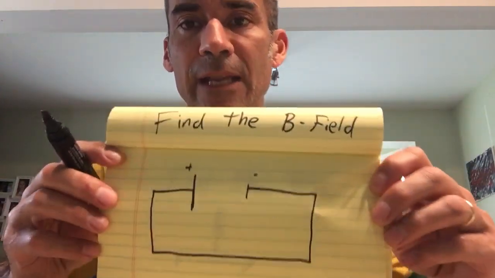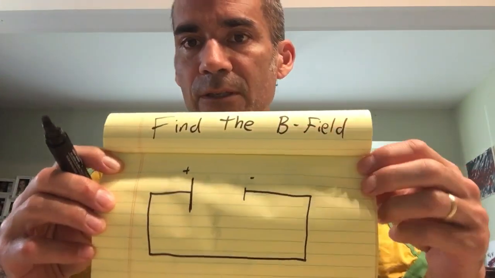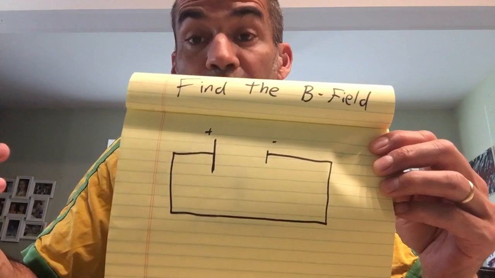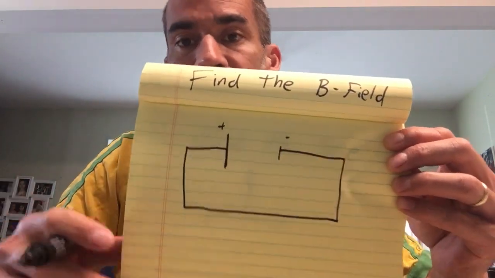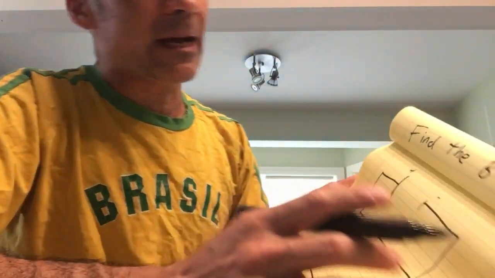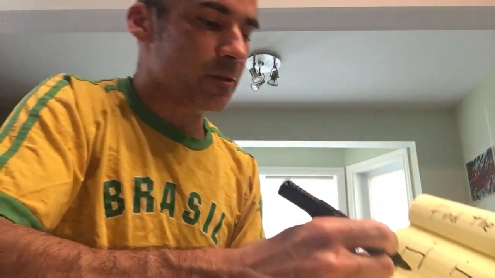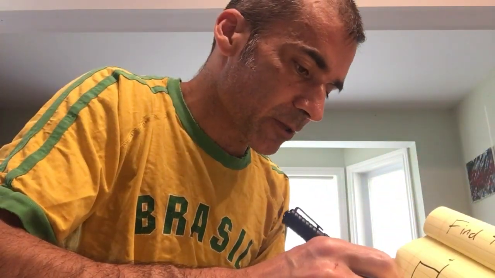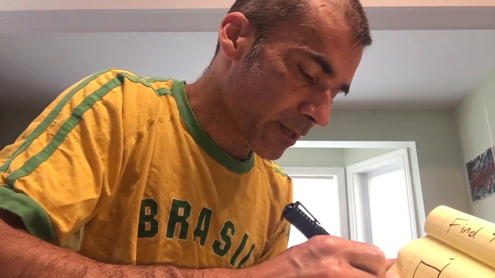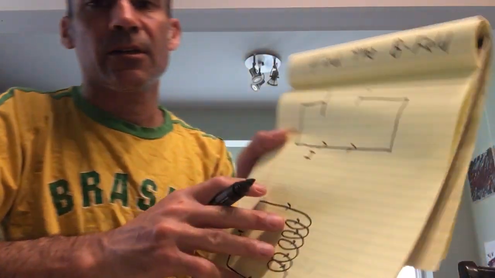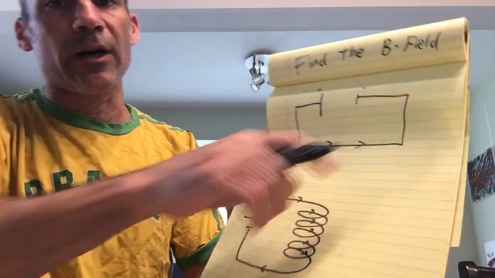So in our first question here, find the magnetic field. Now it's called the B field. B is the letter we use to indicate a magnetic field. Now we've got a battery, and that battery is going to cause a current to go through this wire this way. So I have a current going this way through the wire.